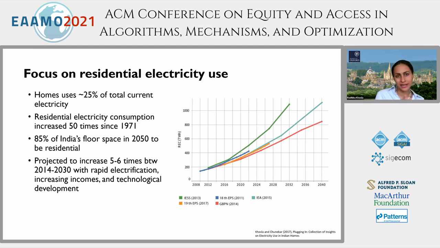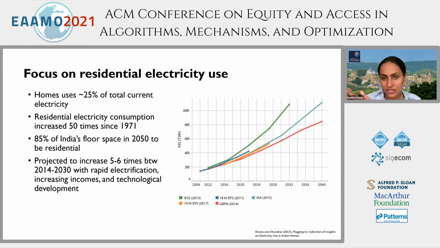I'll use the rest of the time I have to give some examples from the work that we've been doing, focusing on residential electricity use, because that's another area that's really important within energy use. Like I was saying, homes are responsible for 2/3 of global greenhouse gas emissions. In India, homes currently use about 25% of total electricity, and residential electricity use in India has grown 50 times since 1971. In 2050, it's going to occupy 85% of India's floor space.